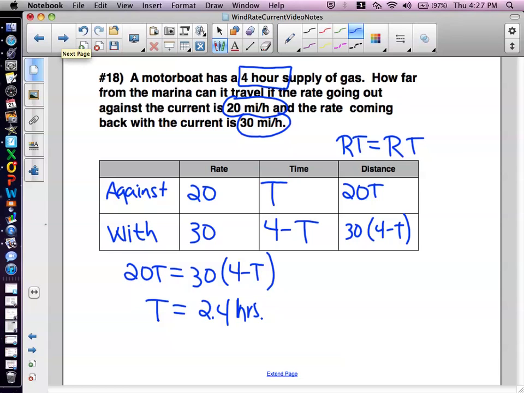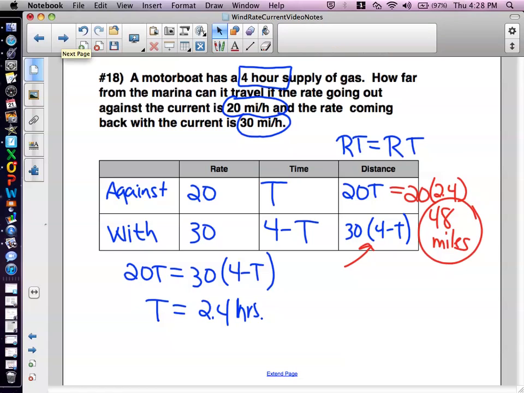And then the question says, how far from the marina can the boat travel on this 4-hour supply of gas? So I would go back to my distance column, this is as good as any, and I would substitute in 2.4. And that lets me know that the boat can travel 48 miles on this supply of gasoline. And it checks, if you do the same thing in the 30, it checks there as well, 48 miles.